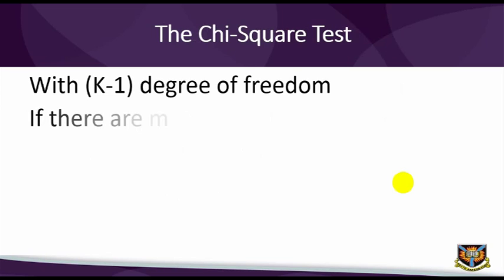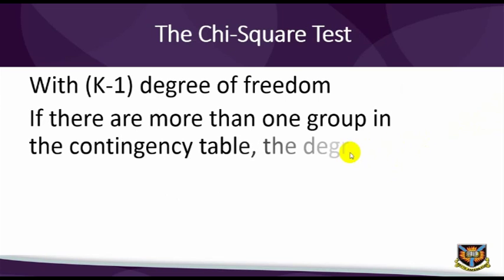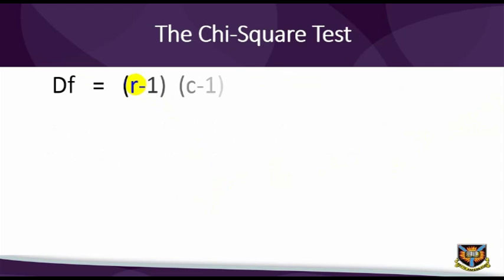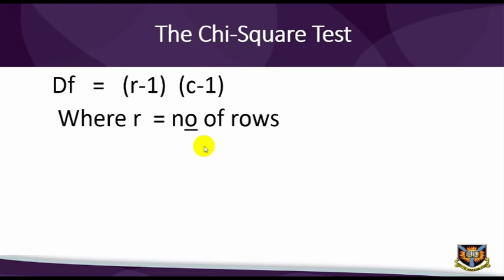If there is more than one group in the contingency table, the degree of freedom will be df is equal to (r minus 1)(c minus 1), where r is the number of rows and c is the number of columns.